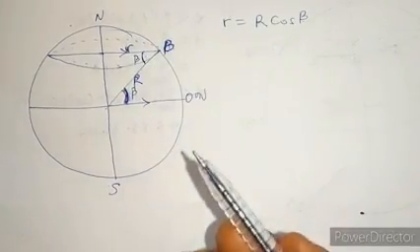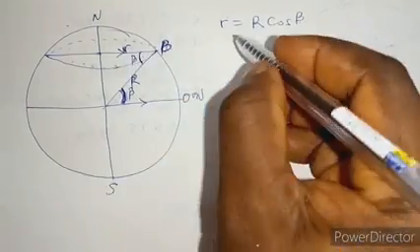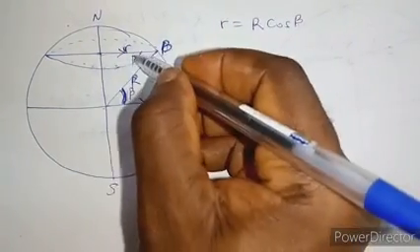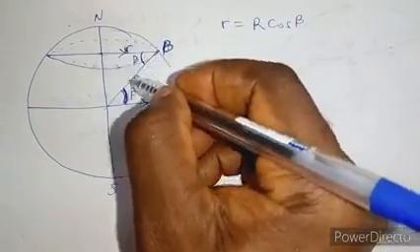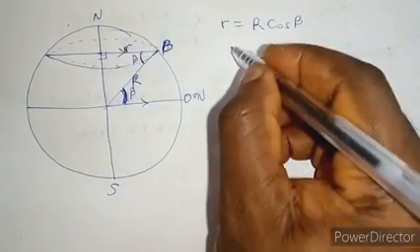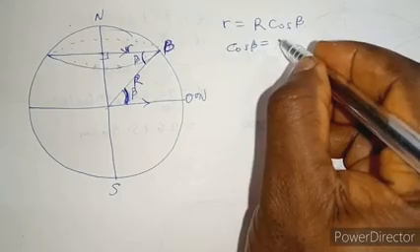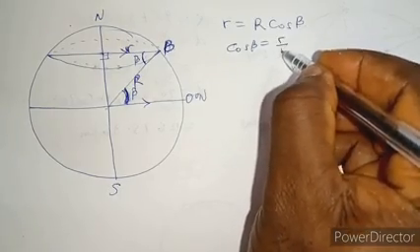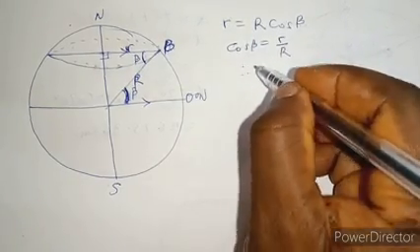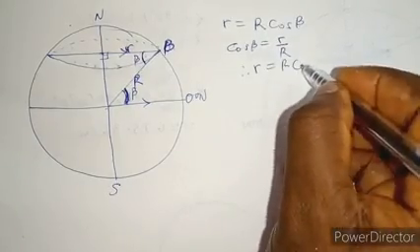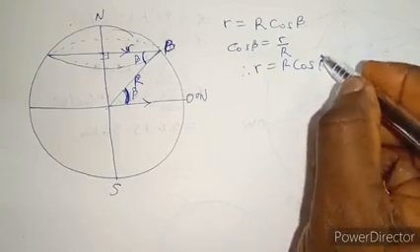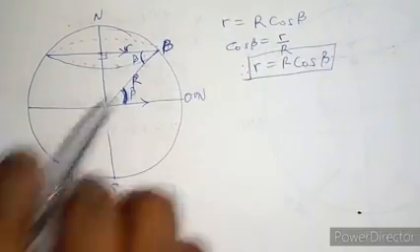So looking at it critically, this one is adjacent to this angle, and this one is the hypotenuse because it's 90 degrees. So my cos beta will be equal to small r over capital R. Hence, my small r will now be equal to R cos beta. That is how we got the formula.